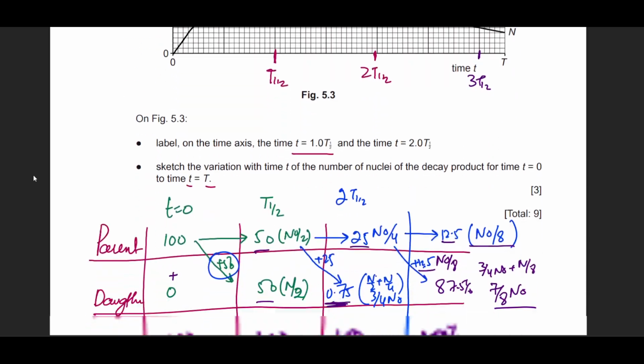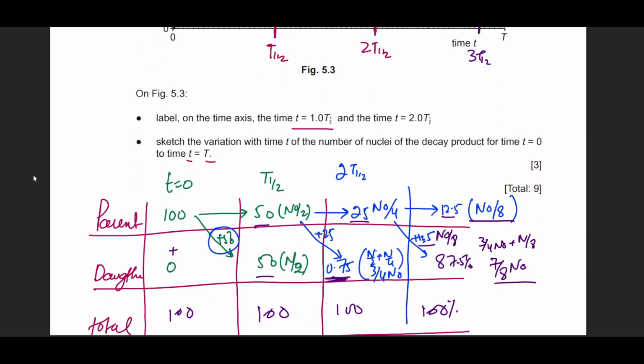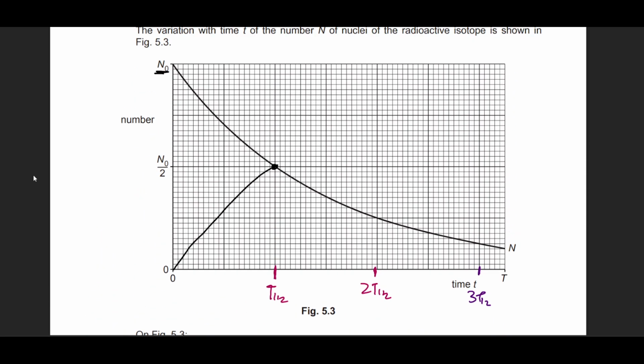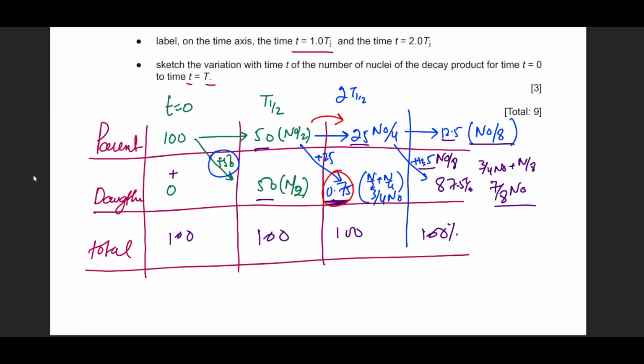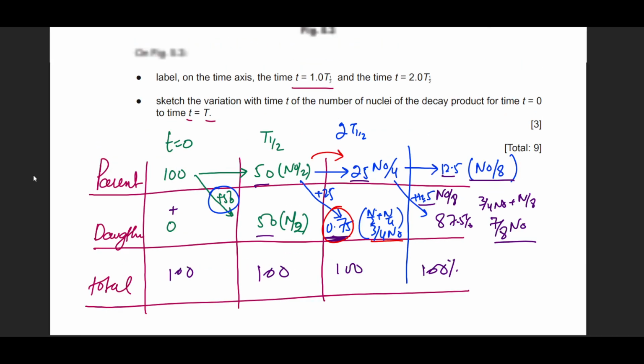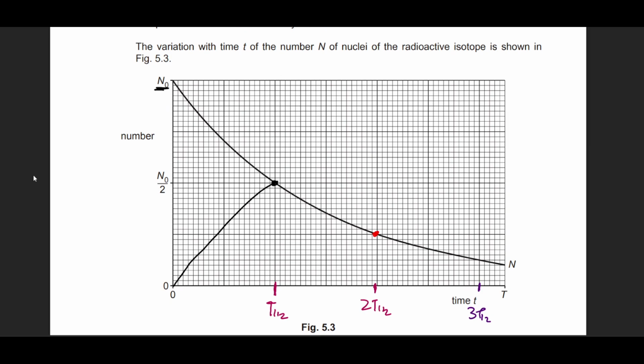Okay. Next, the parent has become 25%, or n by 4. So the parent comes down to n by 4. The daughter gains n by 4 atoms and becomes 3 by 4 n, or 75%. That 75% is visible at this location, which is going to be 3 by 4 n naught. So at this point, this will be the coordinate.